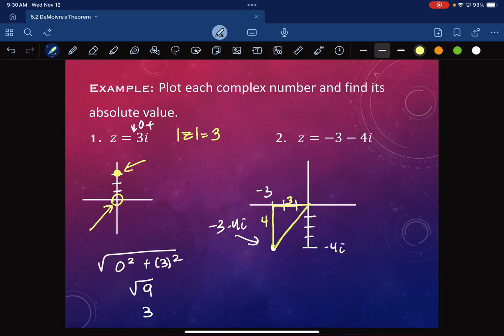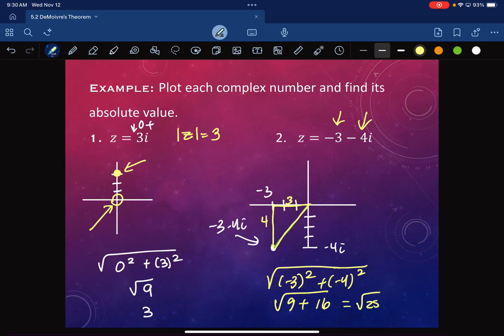What's the third side of that triangle? It's 5. 3, 4, 5 is one of our Pythagorean triples. If you don't recognize it, that's fine. You can make the calculation. This is the square root of the first component squared, so it's -3 squared, plus the second component squared, which is -4 squared. Negatives, of course, cancel. 3 squared is 9, 4 squared is 16. It's almost like I've done this problem today. Square root of 9 plus 16 would be square root of 25, or 5. The absolute value is 5.